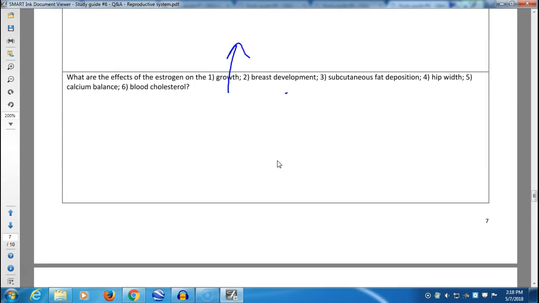Growth up, breast development up, subcutaneous fat up, calcium balance. Calcium is deposited in the bones, blood cholesterol is low. Just review this table.